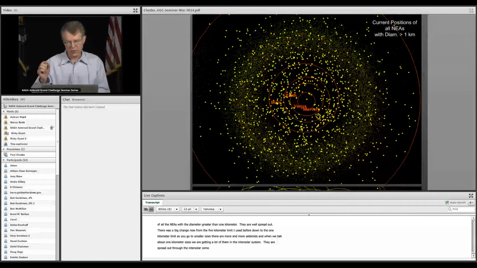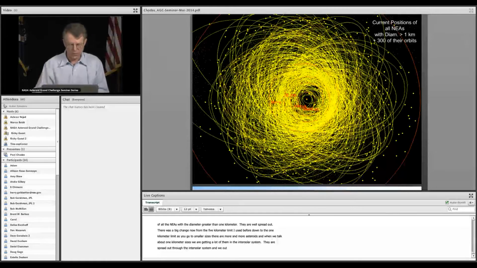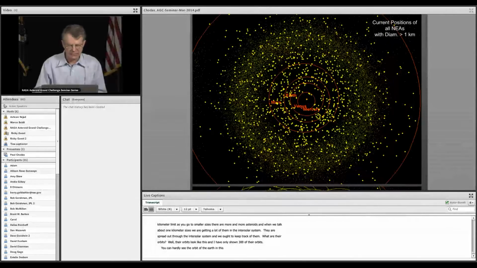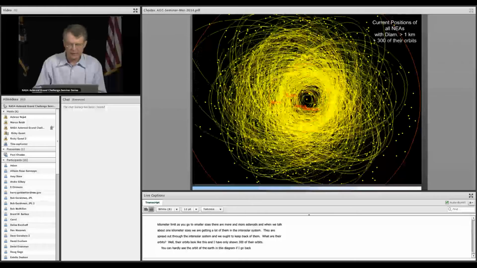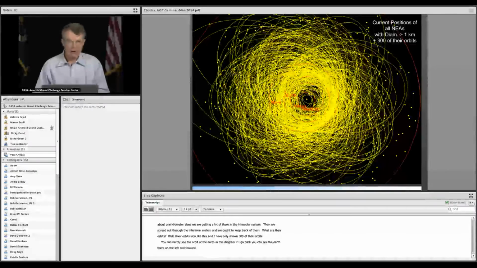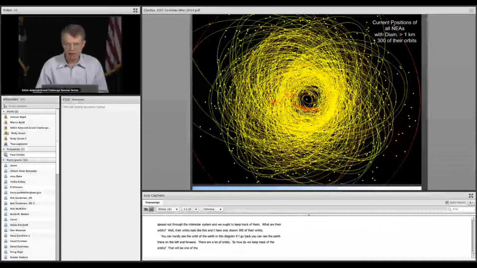So I'm showing where they are right now, but what are their orbits? Well, their orbits look like this, and I've only shown 300 of their orbits. You can hardly see the orbit of the Earth in this diagram. If I go back, you can see the Earth there on the left and forward. There are a lot of orbits, so how do we keep track of the orbits? That'll be one of the topics that I'll be talking about today. It's a fascinating topic.